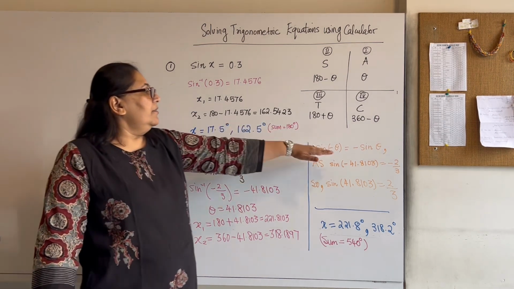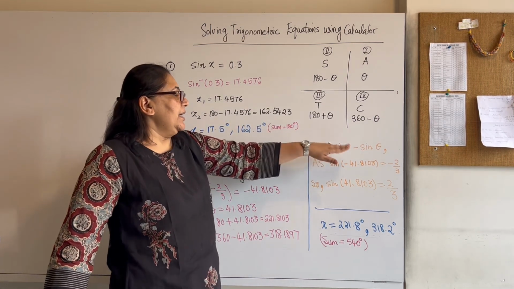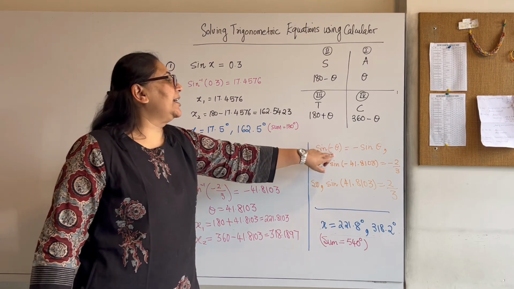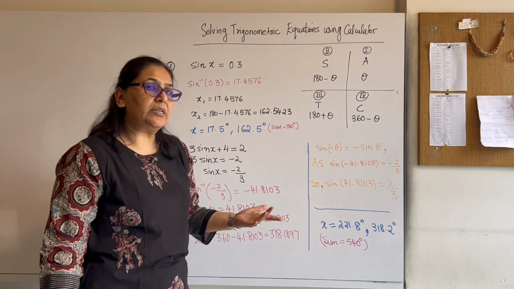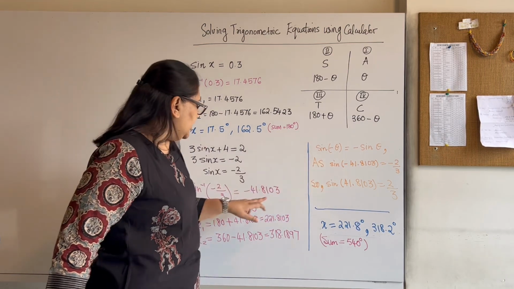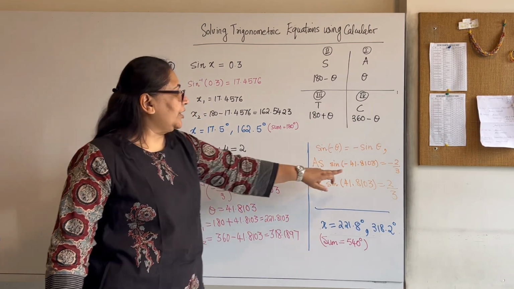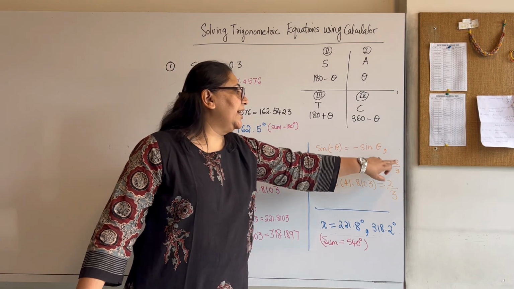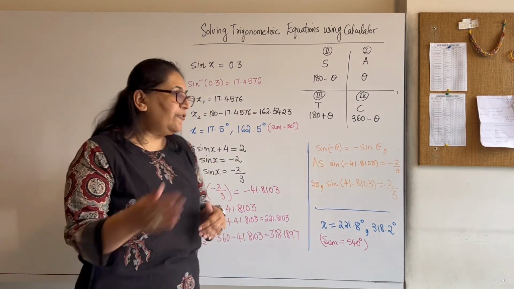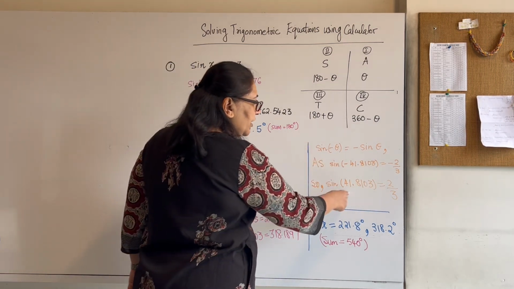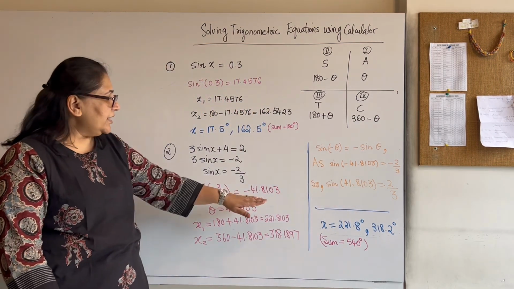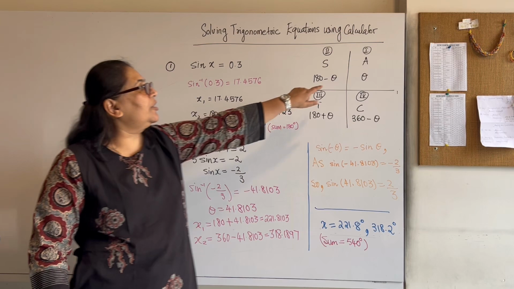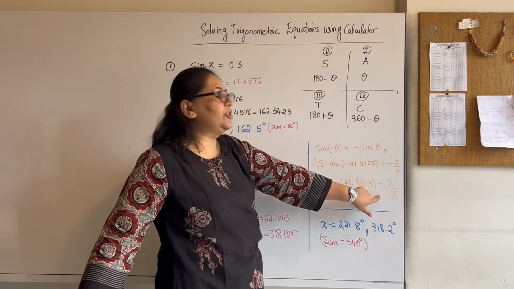For that, we use this identity that sine of negative theta is negative sine theta. How do we use it? Since sine of negative 41.8103 is negative 2/3, that follows that sine of 41.8103 is 2/3. So using the negative angle, we got the acute angle whose sine is 2/3.